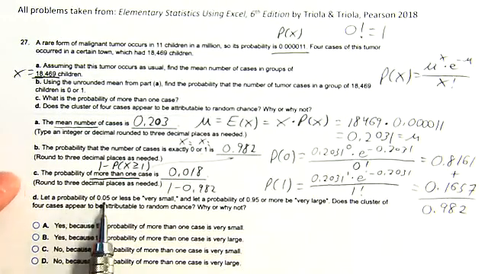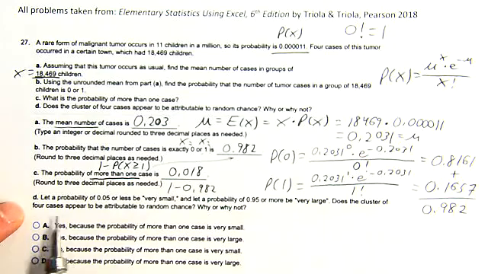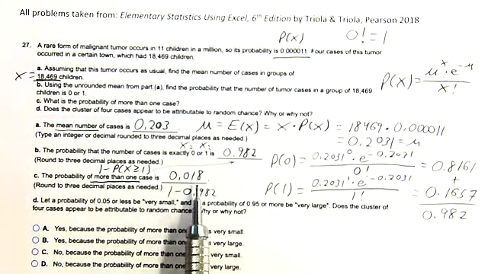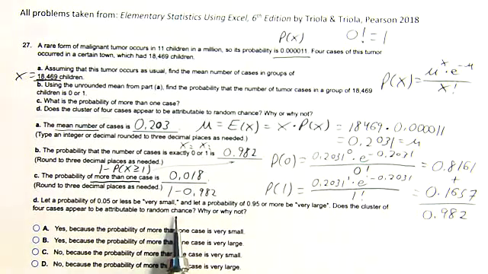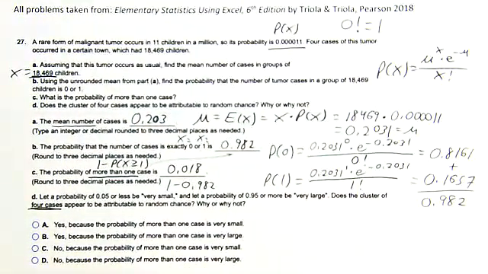So let a probability of 0.05, 5%, our cutoff for rare, be very small, and let a probability of 0.95 or more be very large. Does the cluster of 4 cases appear to be attributable to random chance? Why or why not? So we're basically saying there's only a 2% chance that you're going to get more than 1 tumor in a community. This community had 4. So can we say that this is just chance that 4 kids had this tumor when we expect there to be only a 2% chance of even 1 kid getting it?